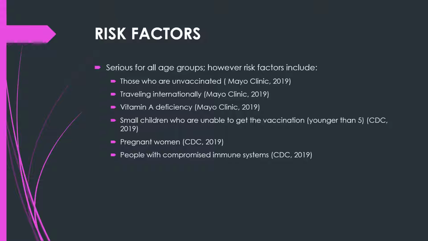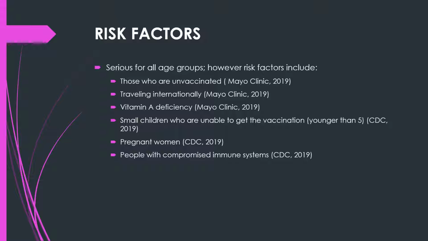Okay, so some risk factors. So measles is serious for all age groups. However, risk factors include those who are unvaccinated, those who travel internationally and are unvaccinated, or the vaccine non-responders. If they have vitamin A deficiency, small children who are unable to get vaccinated, so younger than 5.